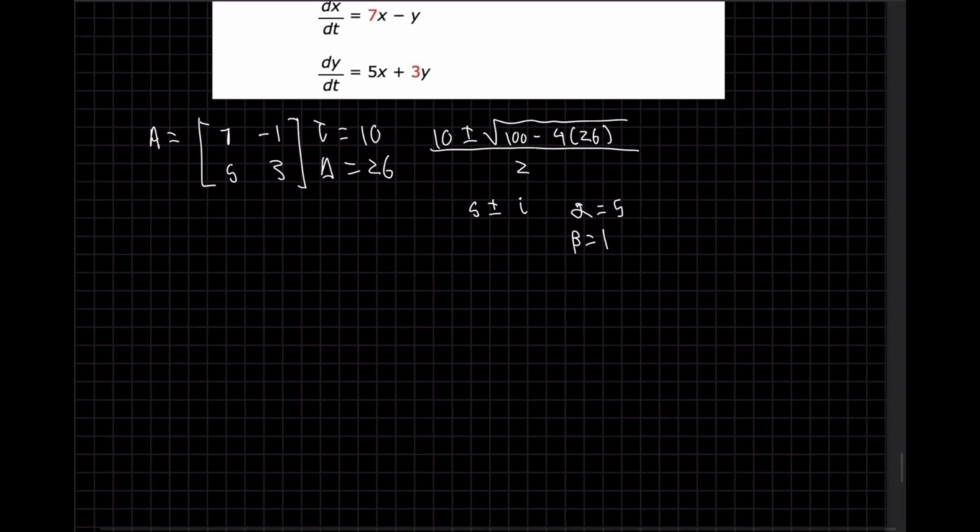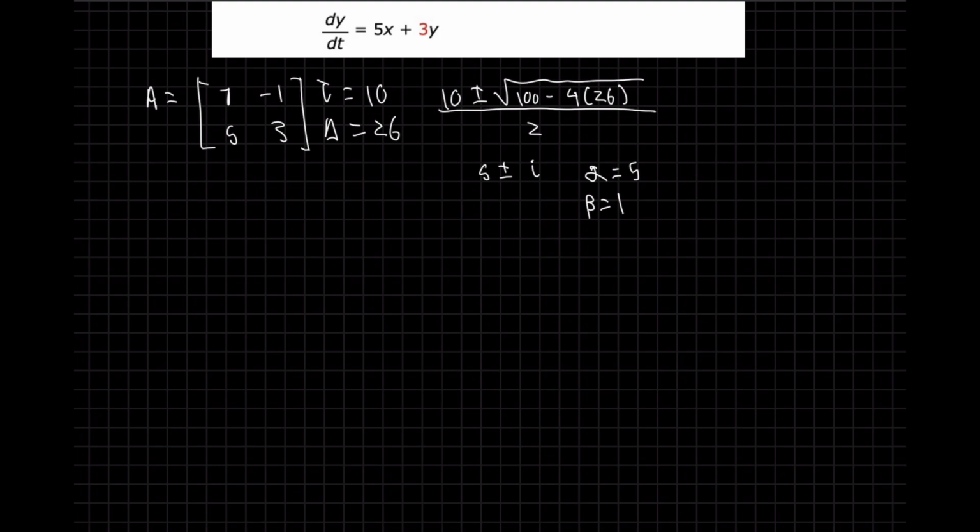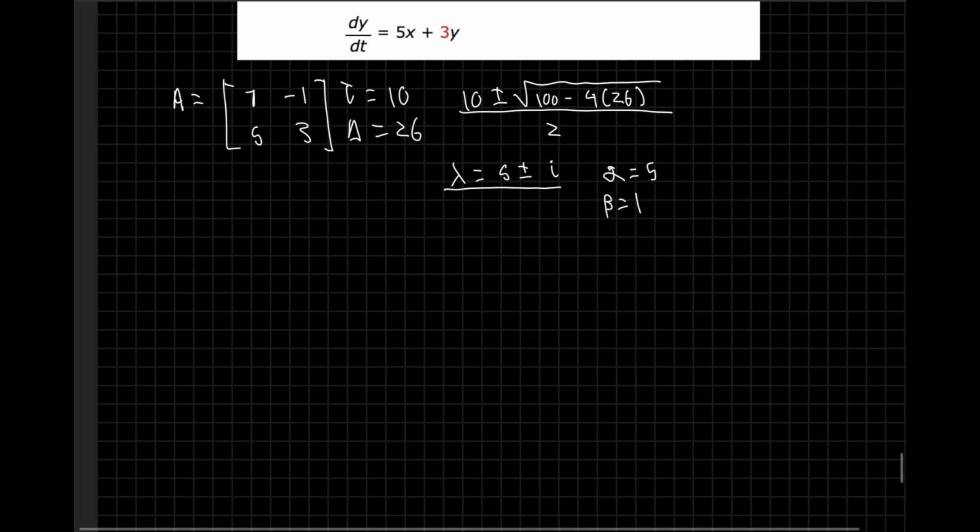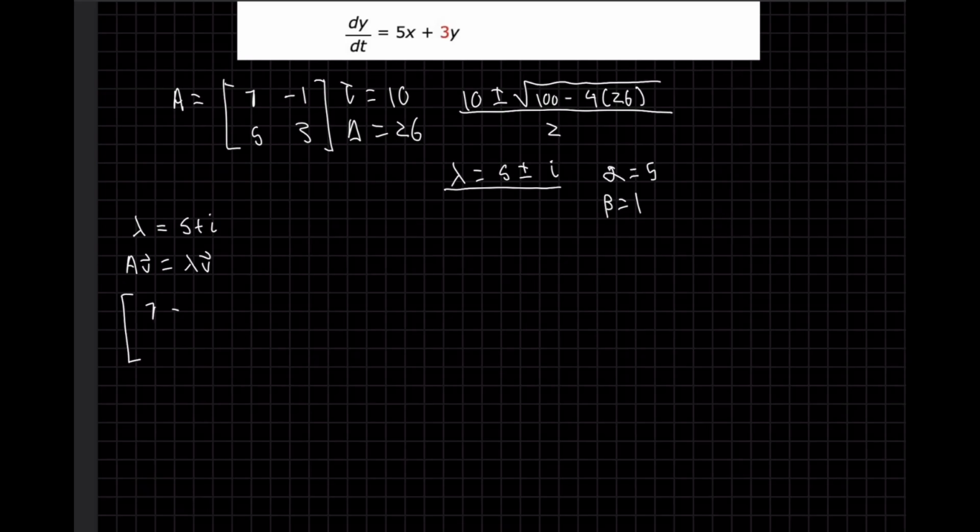Next step here is to find the eigenvectors that correspond with our eigenvalues. So the eigenvector corresponding with the eigenvalue, let's start off with the plus version, where lambda equals 5 plus i. We use the general formula that A times a vector equals lambda times that vector. So A is equal to 7, -1, 5, 3. V is what we're solving for, so we do V1, V2. And this is equal to V1 times 5 plus i and V2 times 5 plus i.